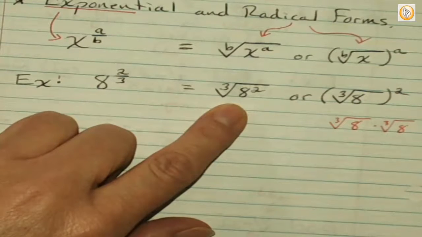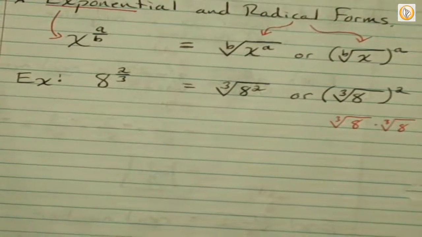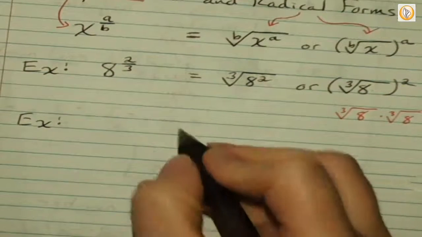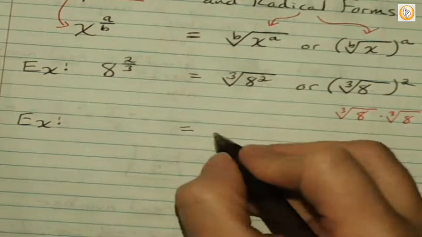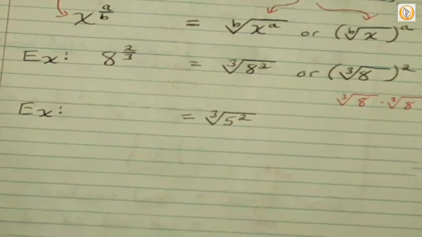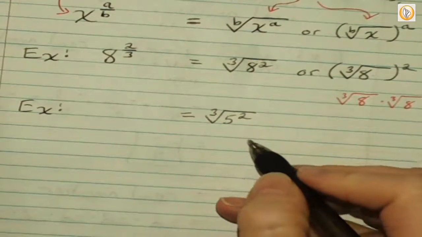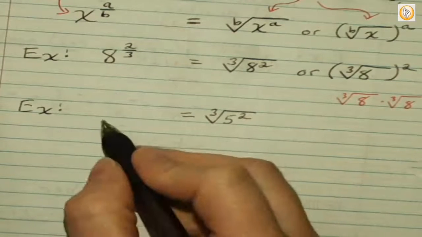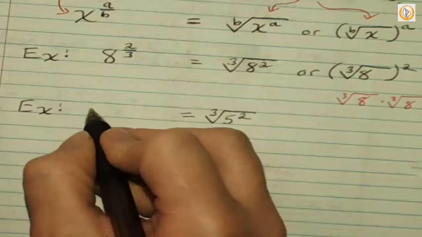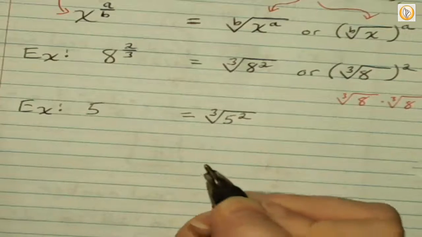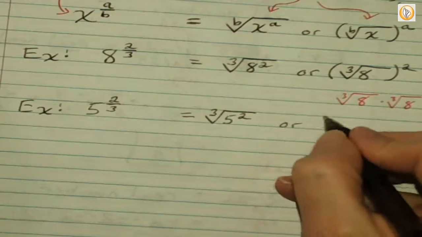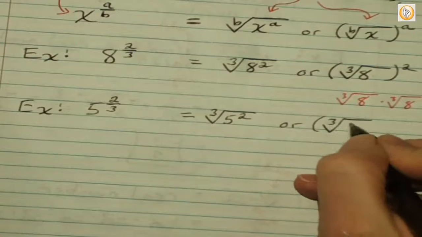Okay, let's do another one. Let's say this time I have this. Write it down, write it down. What would my exponential form look like, Miranda? 5, 2, yep. Or we could write it like this. Make sure you write all this down.